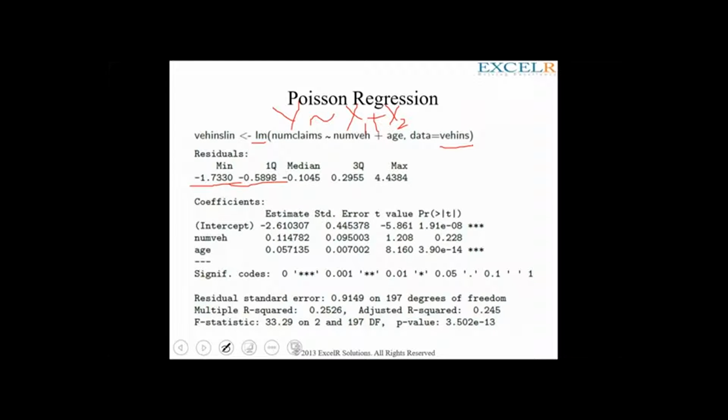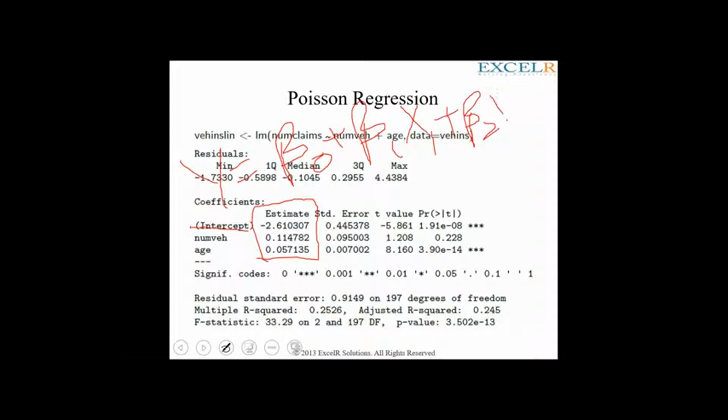No. And here it shows that the minimum value is negative. Your first quartile is negative. Median is also negative. So you cannot have negative values, right? That's one thing. And second thing is that if I use these beta naught, how would the equation be? Number of claims y is equal to beta naught, which is the intercept value here, plus beta 1 x1 plus beta 2 x2. What will be your outcome? Your outcome will be in decimals.